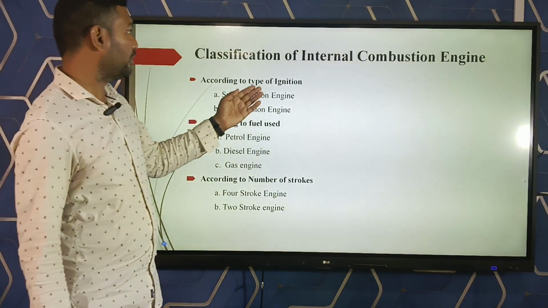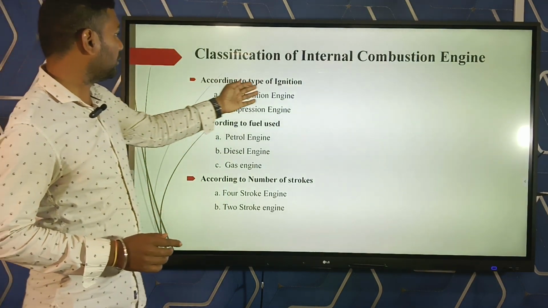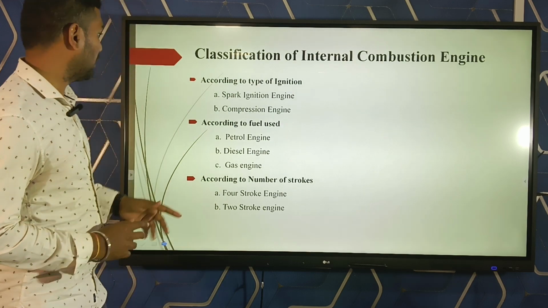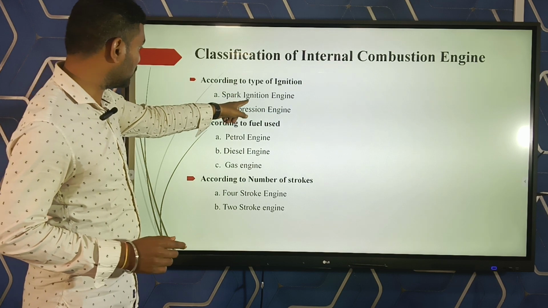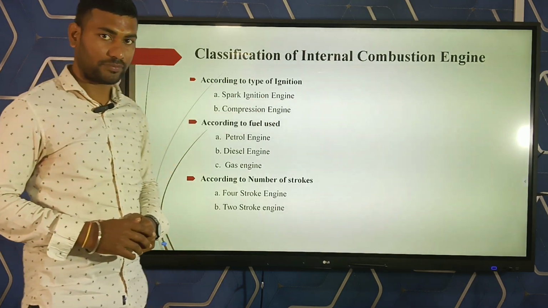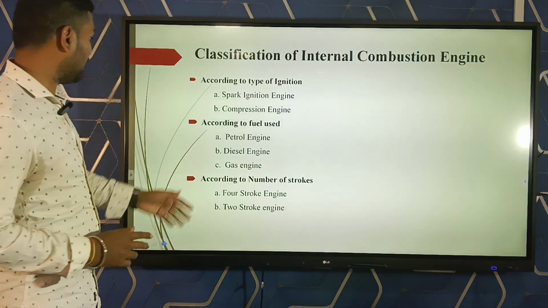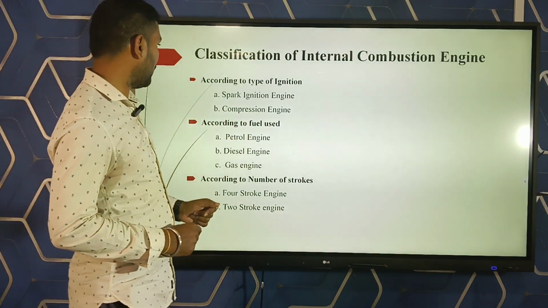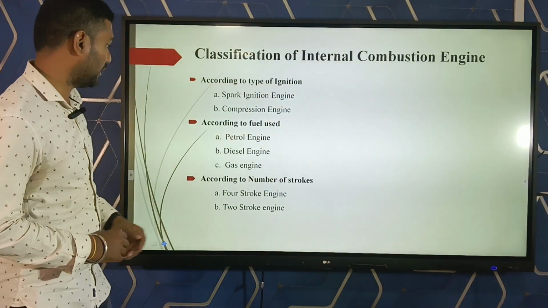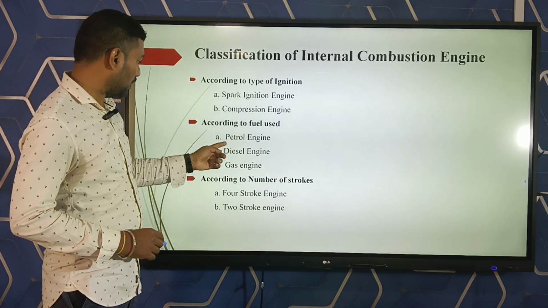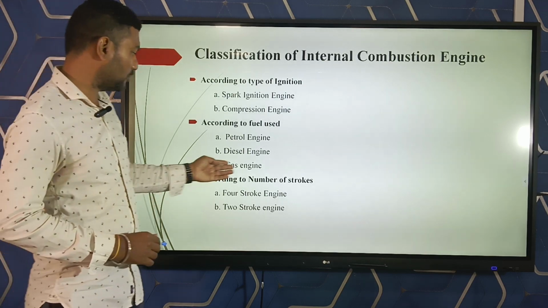Then classification of internal combustion engine. First, according to types of ignition. Under this, the first point is spark ignition engine. Next, compression ignition engine. Then second, according to fuel used. According to fuel used, first point is petrol engine, second is diesel engine, third is gas engine.